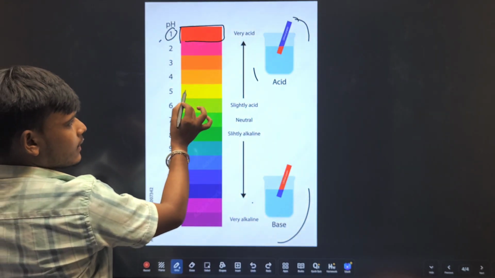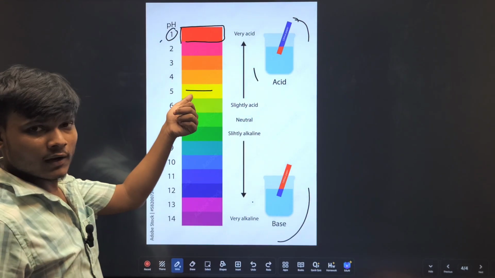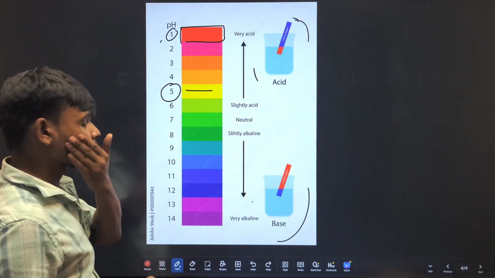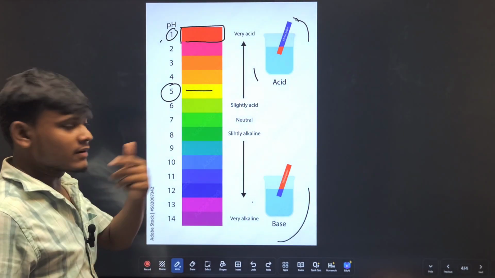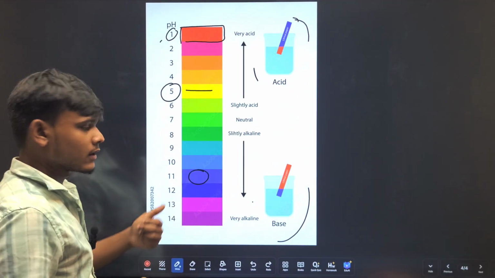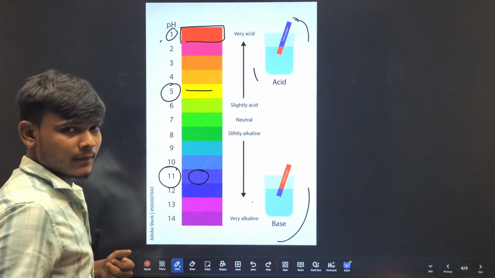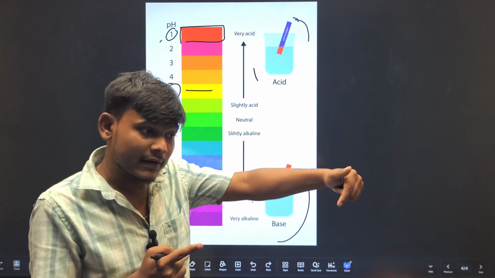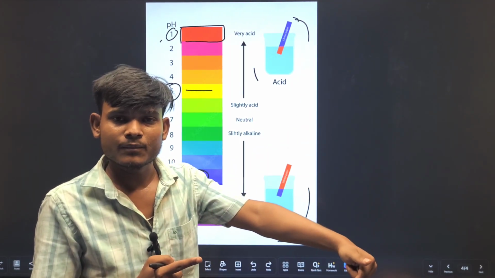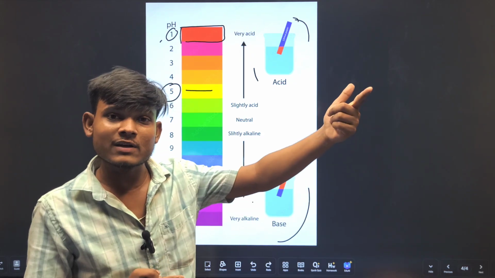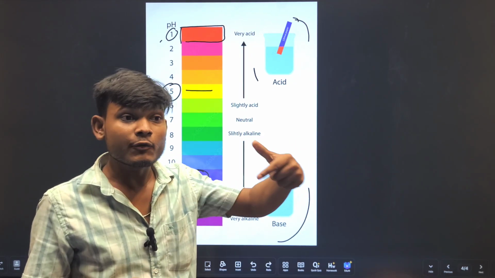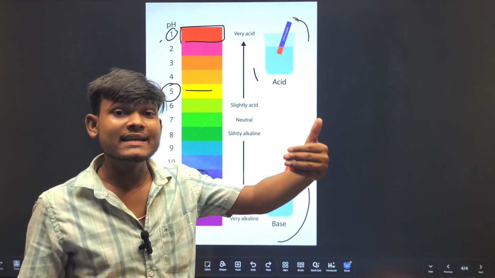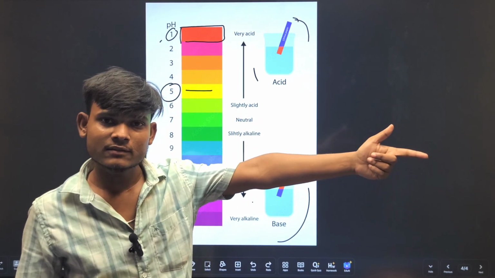If universal indicator gives yellow color, the pH of that solution will be 5. If universal indicator gives blue color, the pH of that solution will be 11. So on the basis of the color given by universal indicator in a particular solution, we can calculate the pH of the solution, and if we know the pH value of any two or more solutions, we can easily relate their strength.